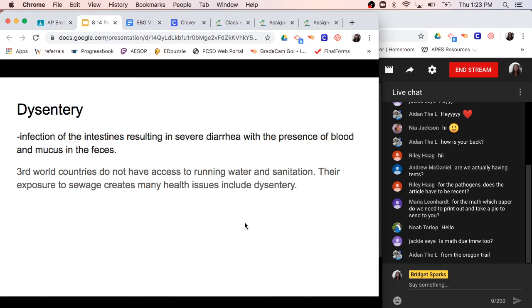Good call. So the main thing with dysentery is when you have sewage, okay, or poop, right? It's going to come up, I think, every time, in your water system or something that you're drinking, and it causes severe intestinal issues and distress.